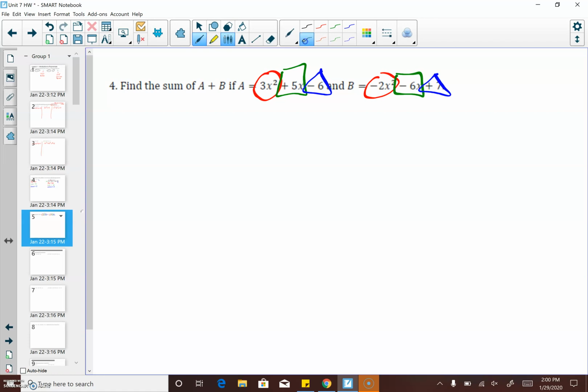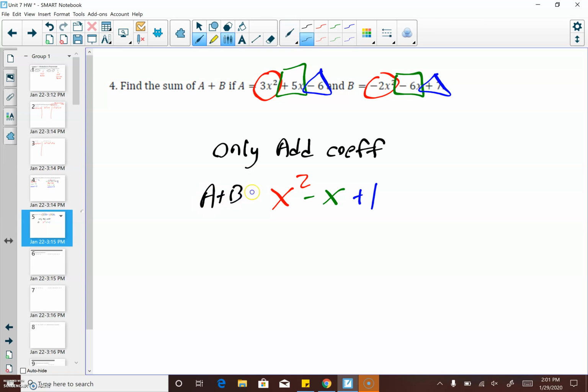You only add your coefficients. You do not add the exponents. So 3x squared and negative 2x squared gives us a positive 1x squared, or just x squared. In the middle, 5x and negative 6x gives us a negative 1x, or negative x. And then negative 6 and positive 7 gives us a positive 1. So then our polynomial here of a plus b is really x squared minus x plus 1.